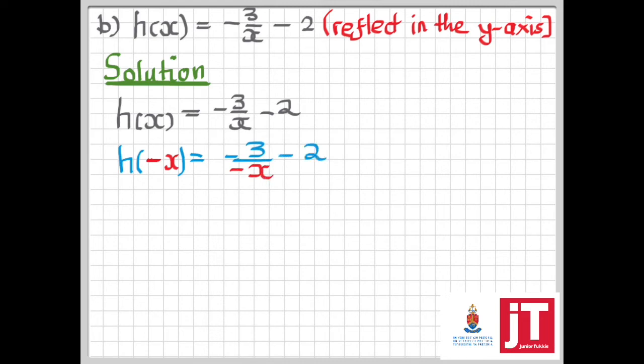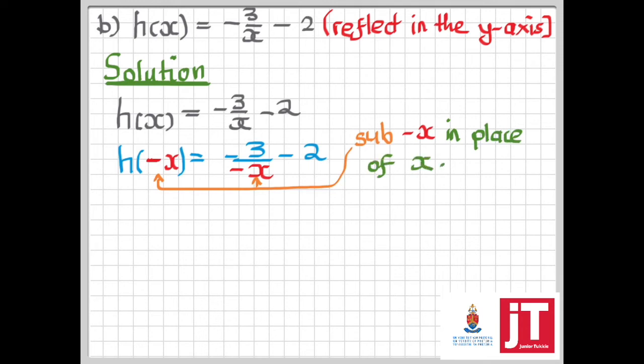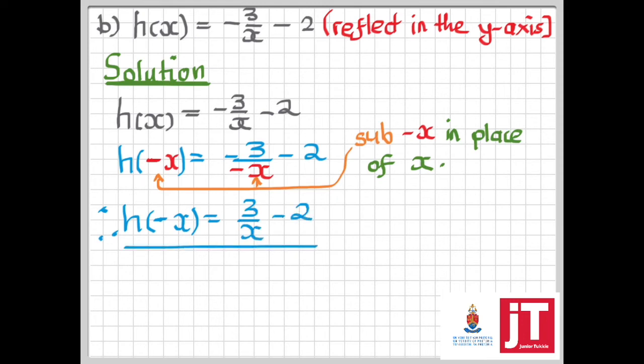Very important. Just to remind us, we are substituting negative x in place of x. We then make a conclusion to say, therefore, h of negative x, which is the reflected one, is equal to 3 over x minus 2. And that's the equation of our reflected graph of h of x.